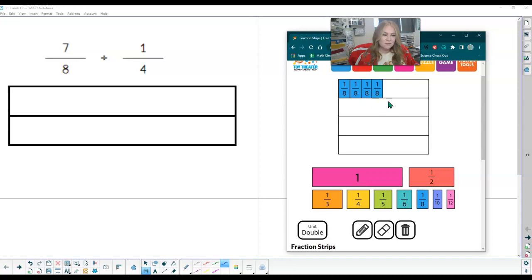So there's 3, 4, 5, 6, 7. And I want to know how many groups of 1/4 can fit into these 7/8. So I'm going to cover each of these up, and I need to go all the way and make sure all of them have a 1/4 underneath them. So even though this one isn't filled up, I still need it. So we're going to take this fraction tile model that you've made, and we're going to draw it out now.